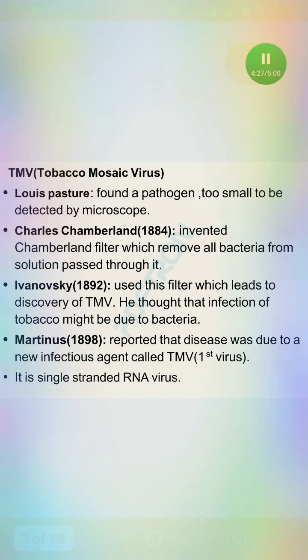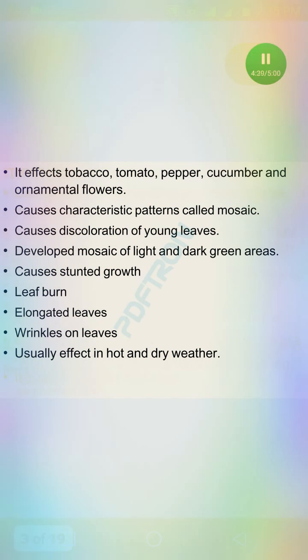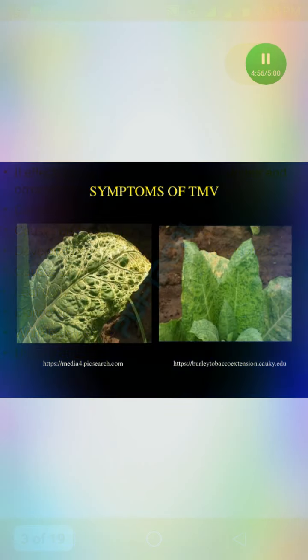It was the first virus discovered, a single-stranded RNA virus. It infects tobacco, tomato, pepper, cucumber, and ornamental flowers. It causes a characteristic pattern called mosaic, and discoloration of young leaves. Dwarf mosaic of light and dark green areas. It causes stunted growth, leaf burn, elongated leaves, wrinkled leaves, and usually affects plants in hot and dry weather. These are the symptoms of tobacco mosaic virus.